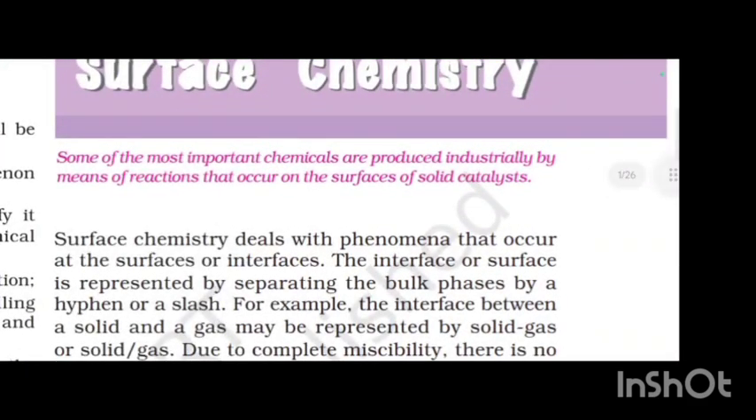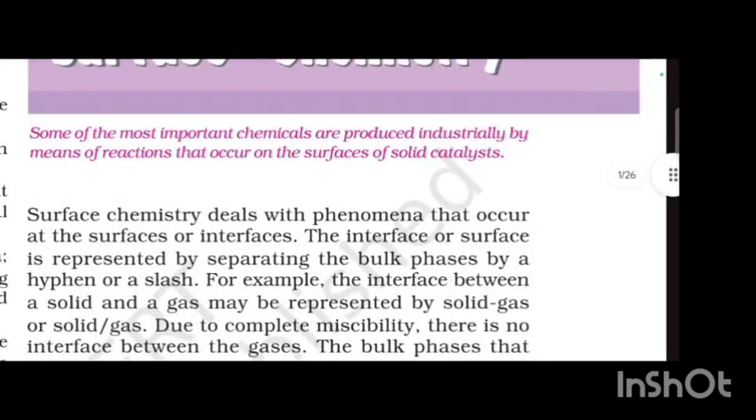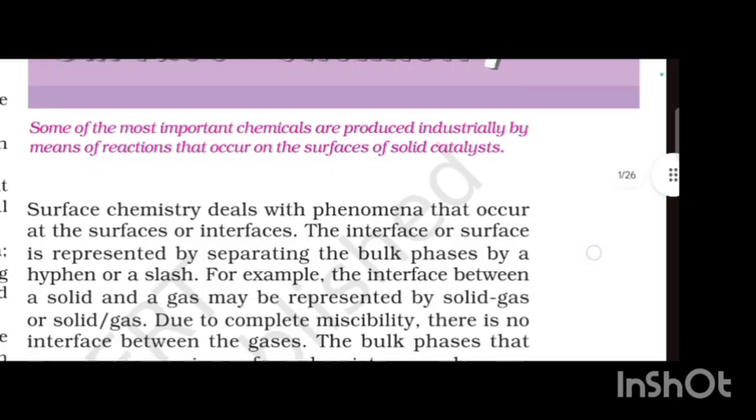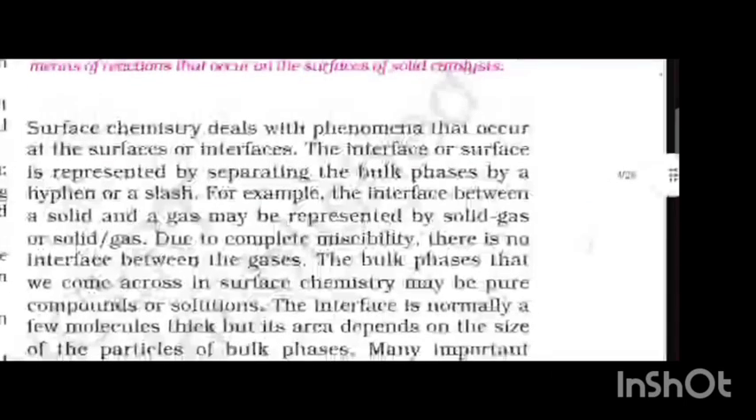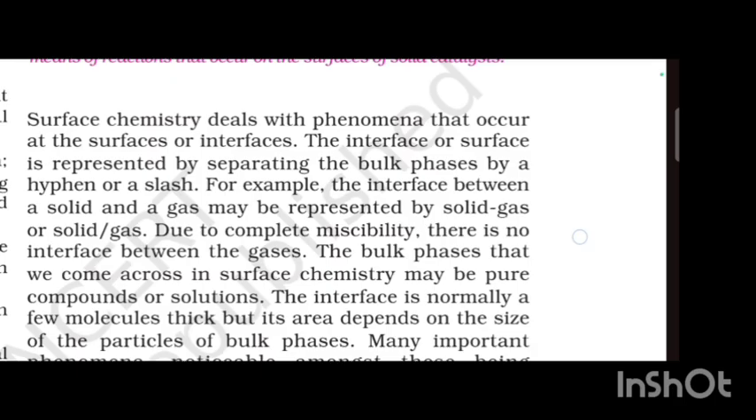Some of the most important chemicals are produced industrially by means of reactions that occur on the surfaces of solid catalysts. Surface chemistry deals with phenomena that occur at the surfaces or interfaces. The interface or surface is represented by separating the bulk phases by a hyphen or a slash. For example, the interface between a solid and a gas may be represented by solid-gas or solid/gas.